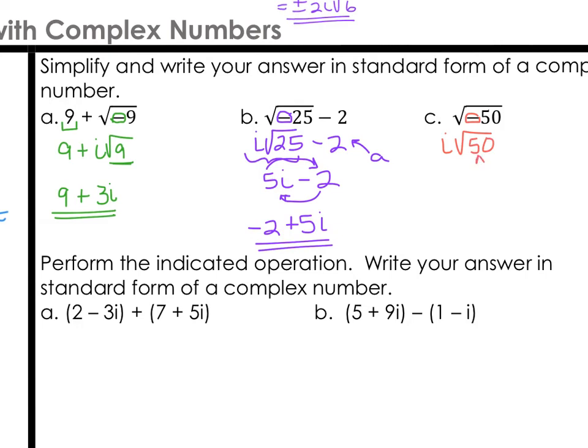Numbers that go into 50, let's see, 1 and 50, but that's not a perfect square. 4 doesn't go in evenly. 9 doesn't. Neither does 16. But if we go all the way up to 25, 25 goes into 50 twice. So this would give us i times the square root of 25 times the square root of 2. The square root of 25 is 5, so this would be 5i times the square root of 2.